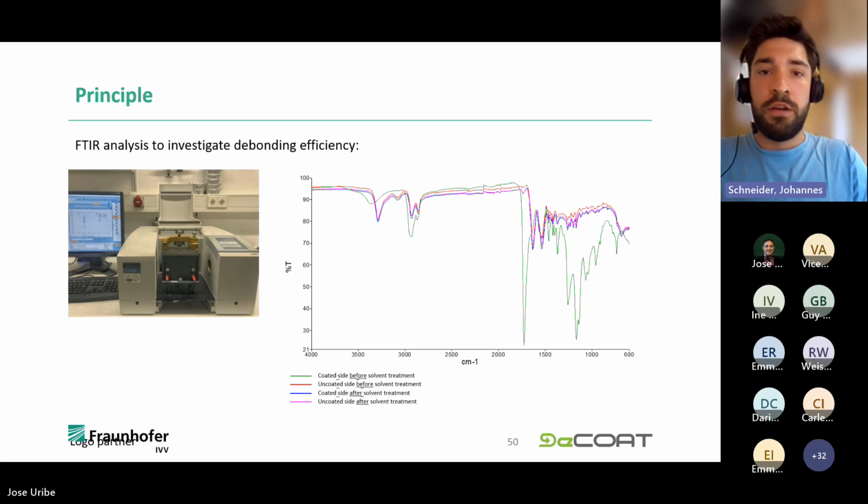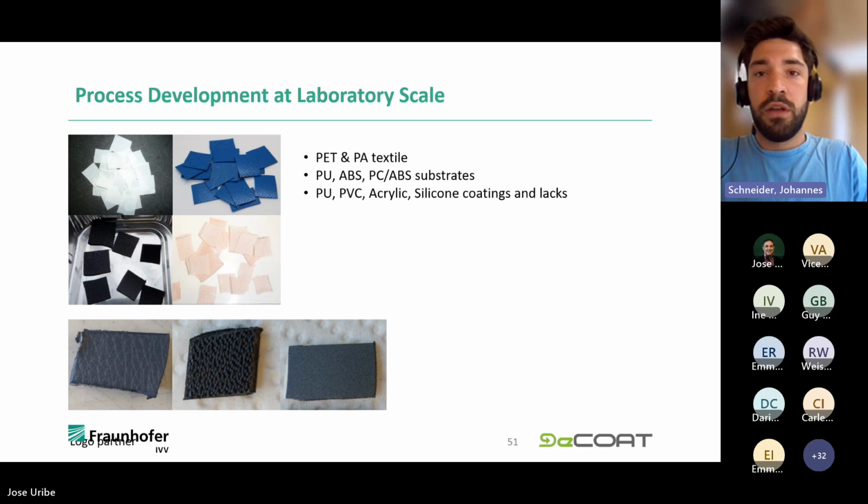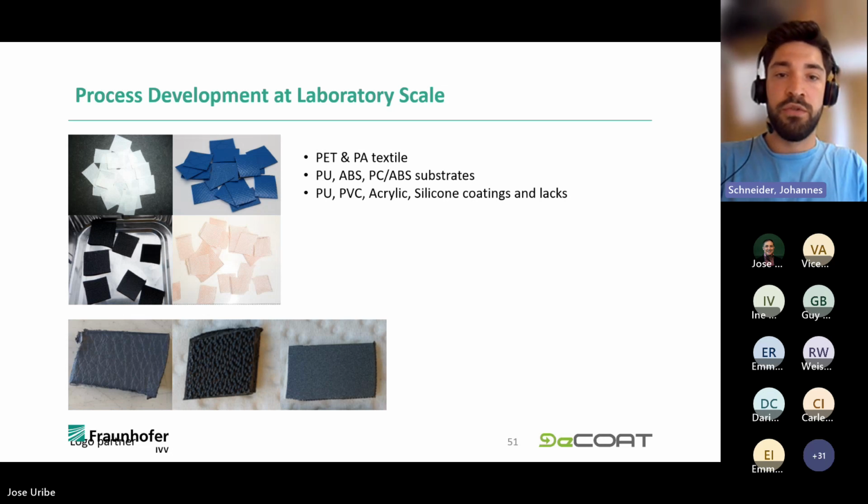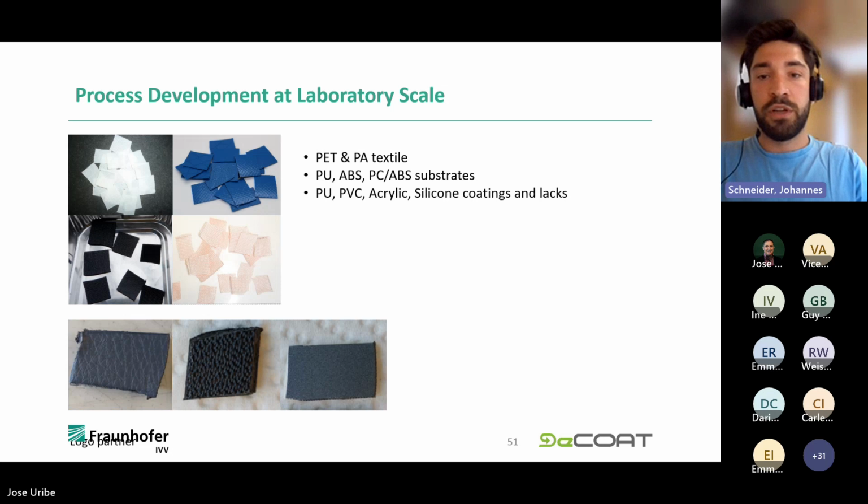On the next slide, you see that in the course of our project, we performed lots of tests with all different kinds of textile and plastic substrate materials. So we used polyester and PA textiles. We used different substrate materials, PU, ABS, PC-ABS from automotive or electronic applications, and all different kinds of coatings: polyurethane, PVC coatings, acrylic, silicone coatings, and different kinds of lacquers. So a huge variety of different materials and material combinations were tested at laboratory scale.